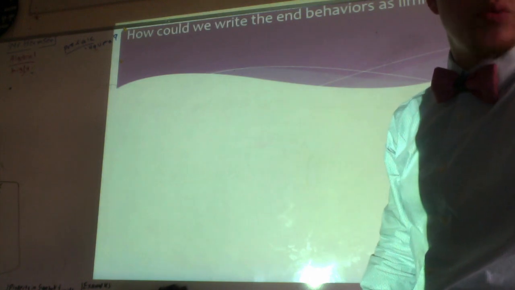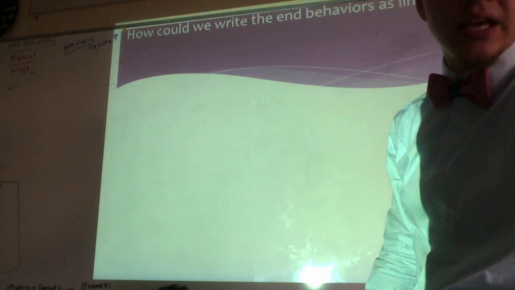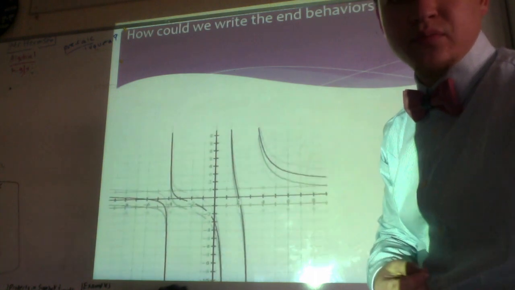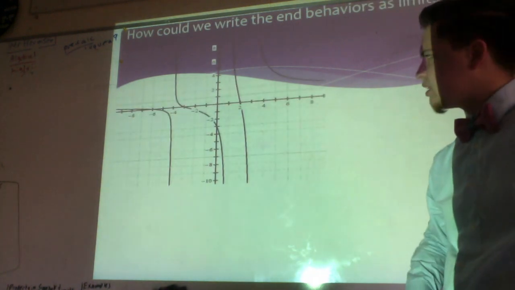So, how could we write end behaviors as limits? Okay, this is where our math really gets into it. Take a look at this graph. Oh man, it's not that nice of a graph, huh?